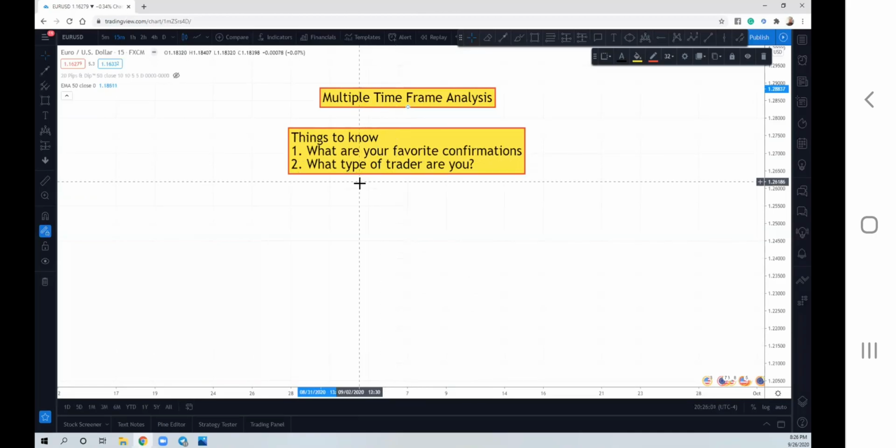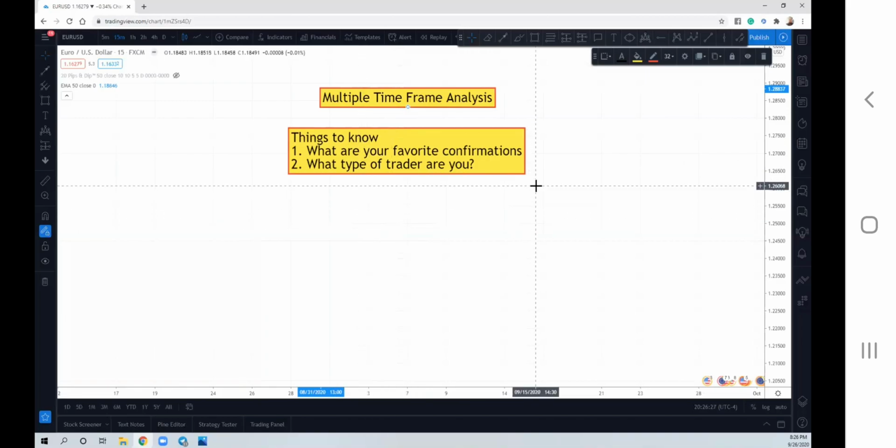So my favorite confirmations are the head and shoulders pattern as reversals. I like to see break-and-retests. I like to find candlestick patterns such as dojis, bearish engulfing, bullish engulfing, morning stars, evening stars. Those are what I've seen that I can identify the most. And so I use those confirmations as I go along with my analysis.